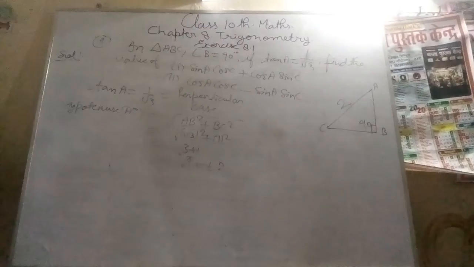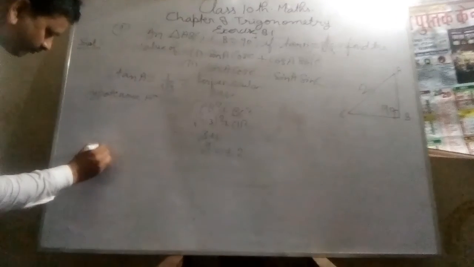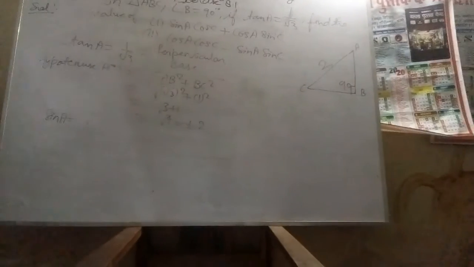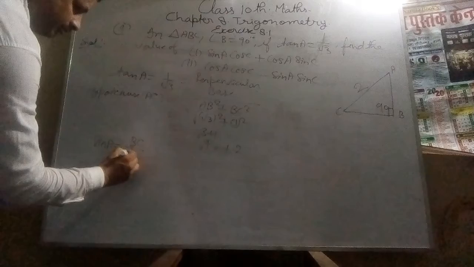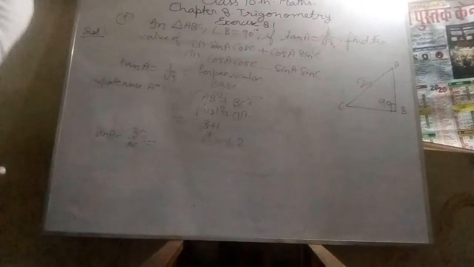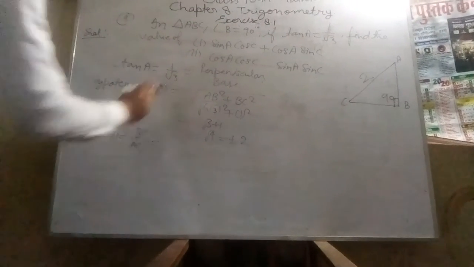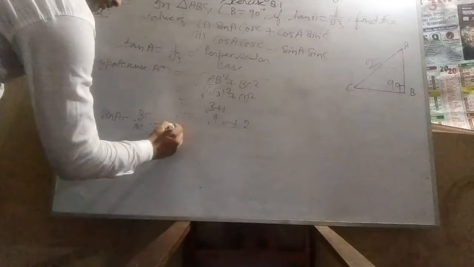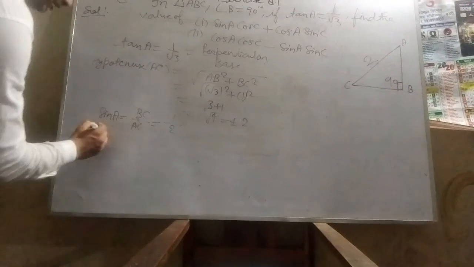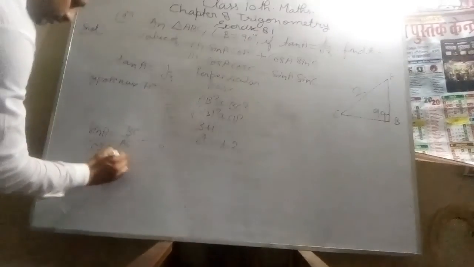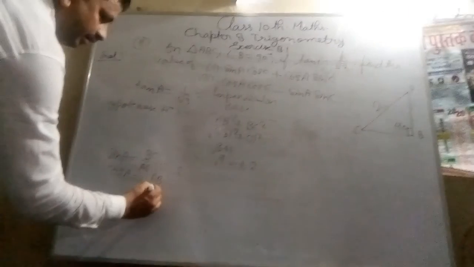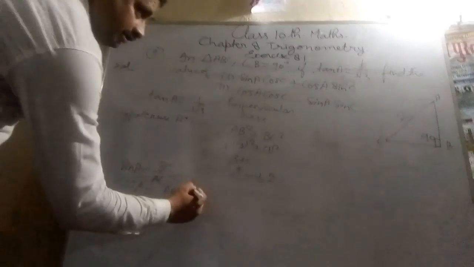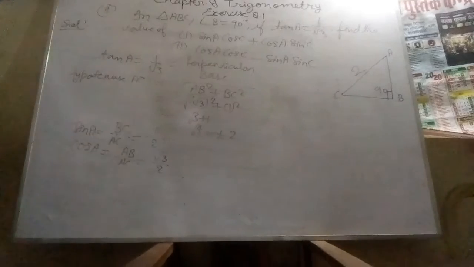So sin of angle A equal to BC, that is perpendicular upon hypotenuse AC. BC is 1 by 2, and cos A equal to AB upon AC. AB is under root 3 by 2.